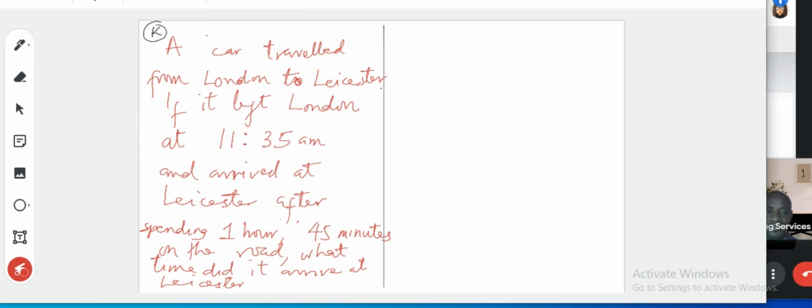A car traveled from London to Leicester. If it left London at 11:35 a.m. and arrived at Leicester after spending 1 hour 45 minutes on the road, what time did it arrive at Leicester?